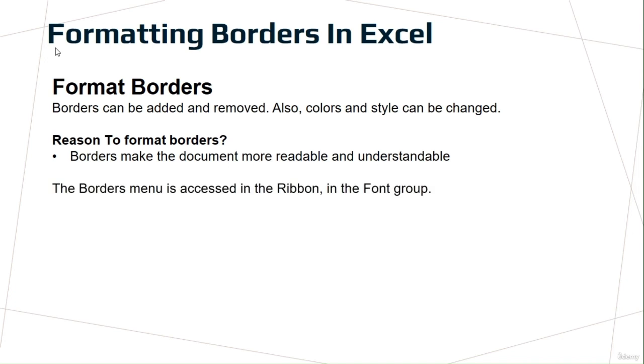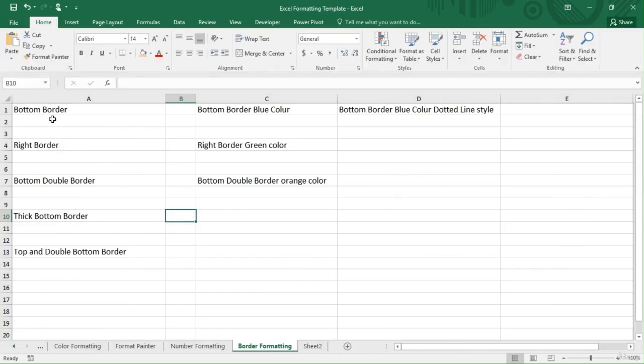Now, the border menu is accessed in the ribbon in the font group. Note that the button remembers the border you used last. So just like the font color and the fill color, the border remembers the last border you used. Let's take a look at how you can use borders in Excel.